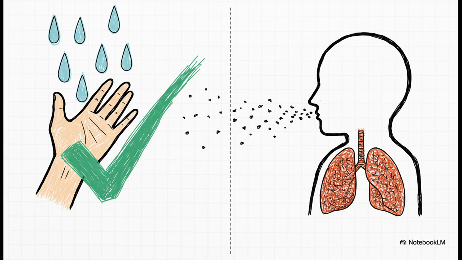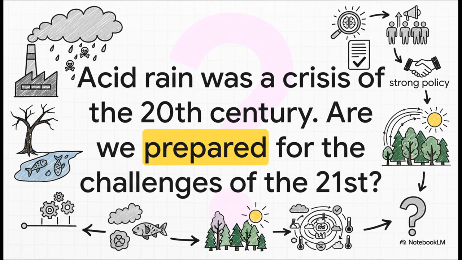When you think about it, the fight against acid rain was one of the defining environmental crises of the 20th century. It really taught us that science, public awareness, and strong policy can come together to solve massive, cross-border pollution problems. So the question that leaves us with is this: as we face new and even more complex atmospheric challenges in the 21st century, have we learned those lessons well enough?